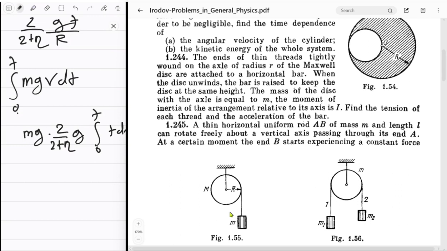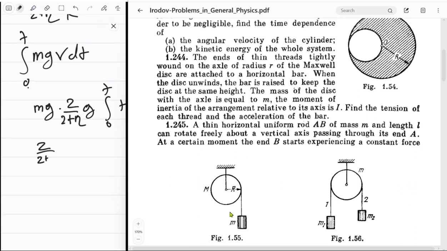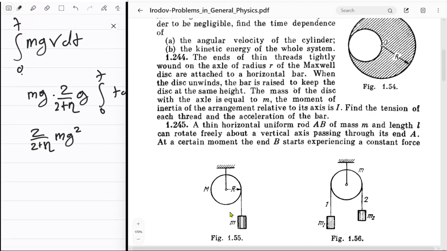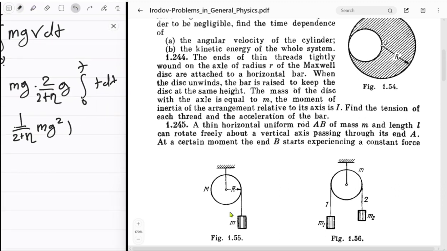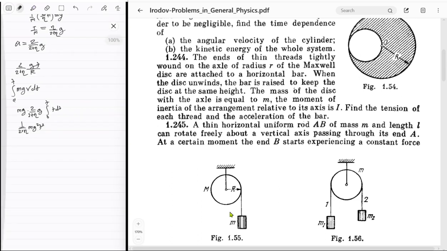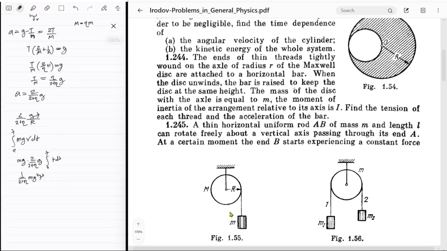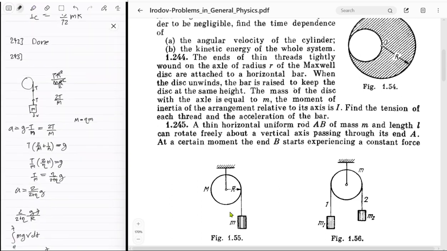Is it correct? You got a g square somehow. Why did that happen? I don't know, but that did happen. Okay, whatever. So it's got 2 upon 2 plus eta times mg square, and then this integration just t squared upon 2, whatever. So this is just 1, and then you got t squared from 0 to t. Yeah, this is the energy. Cool. Hopefully, if my physics is not completely bad.